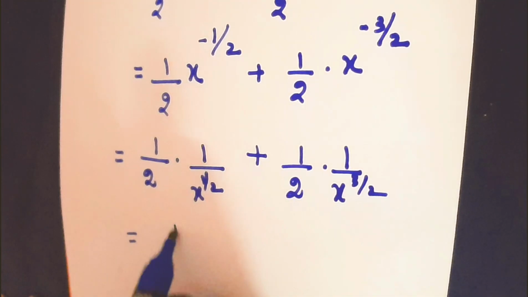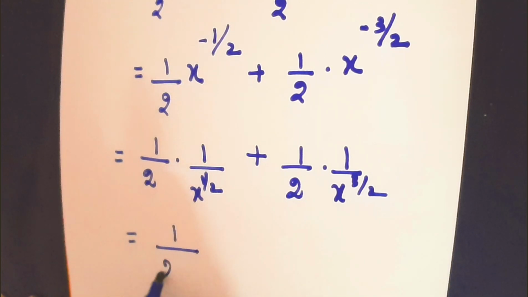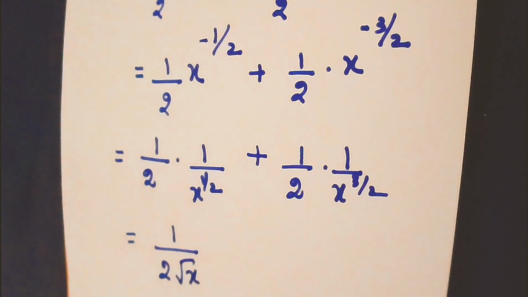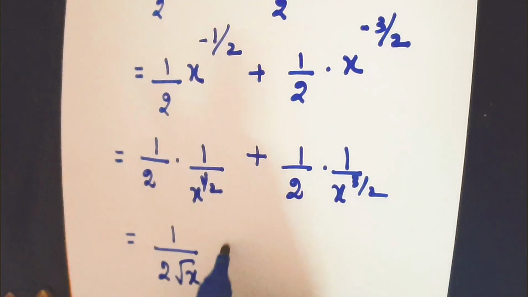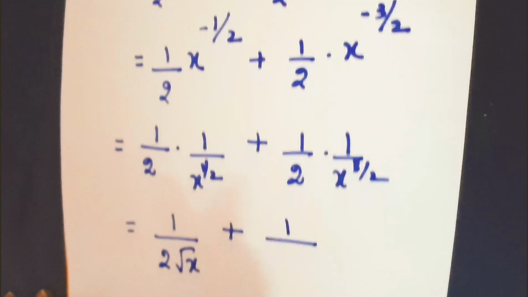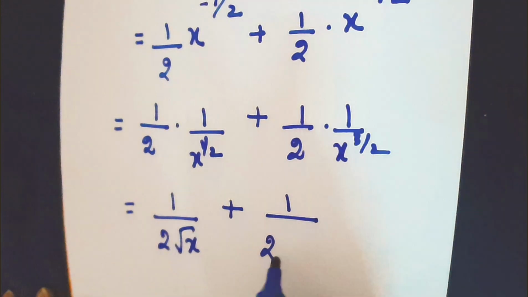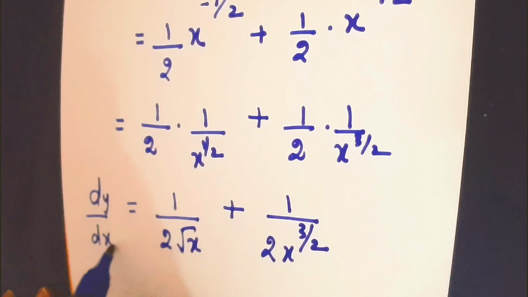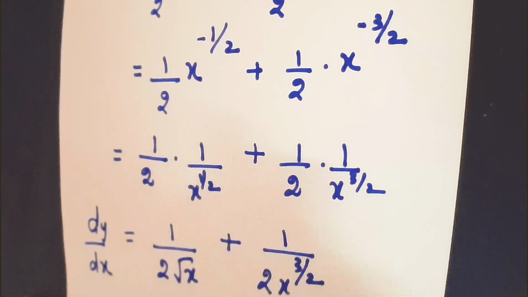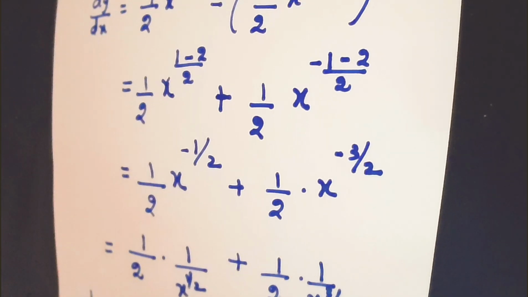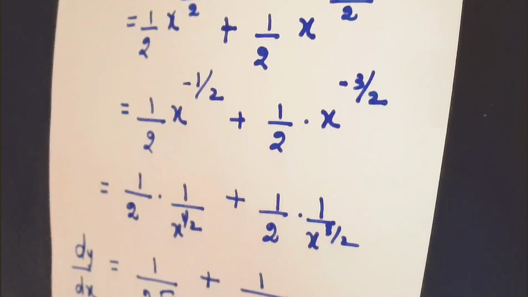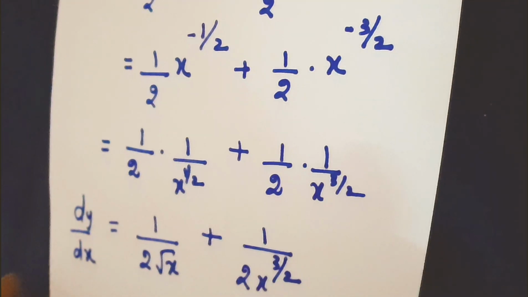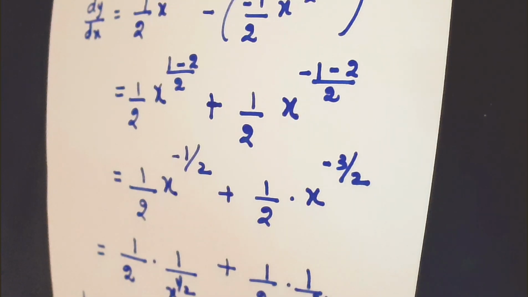Which is equal to 1 ones are 1 divided by 2 into x to the power half, I can write as root x, right? Plus 1 ones are 1 divided by 2 into x to the power 3 by 2. This is your dy by dx. You can check the answer. You can have a look how I have solved it. You can make a note. If you're following the video sincerely, I'm very sure you can understand. It's not going to be difficult.